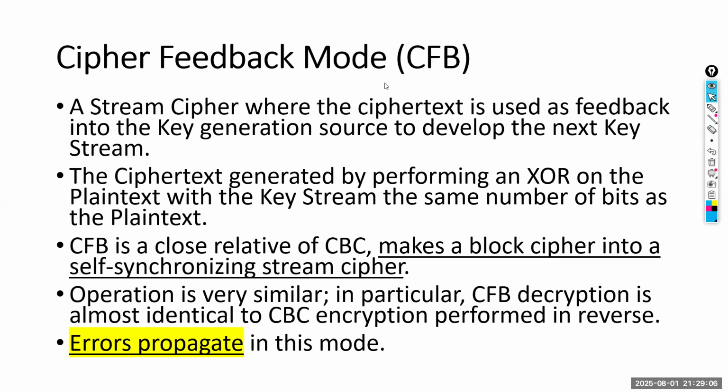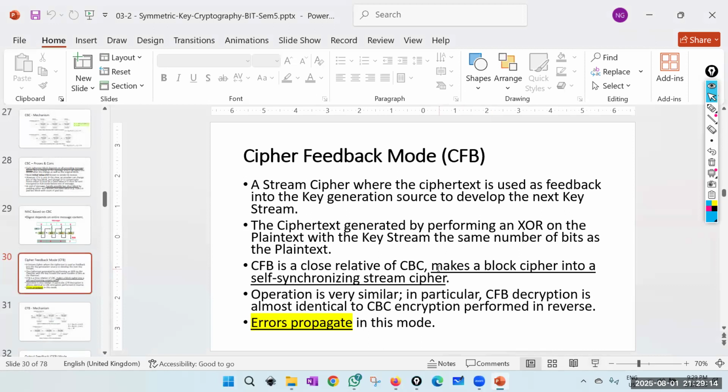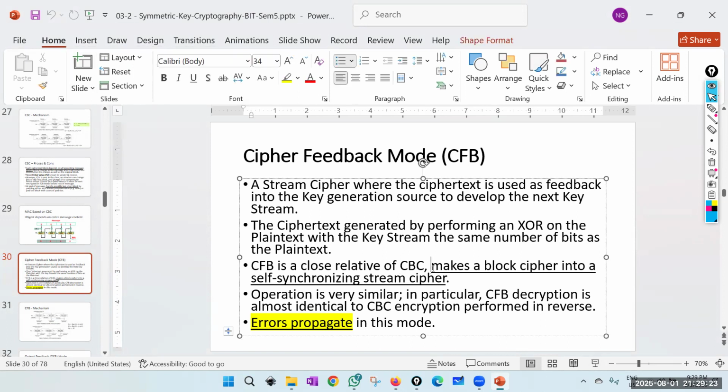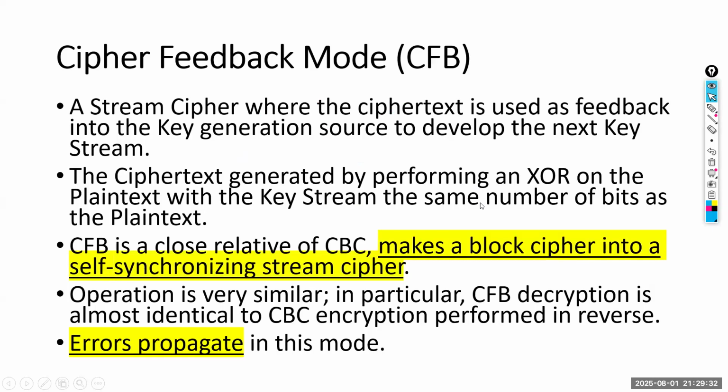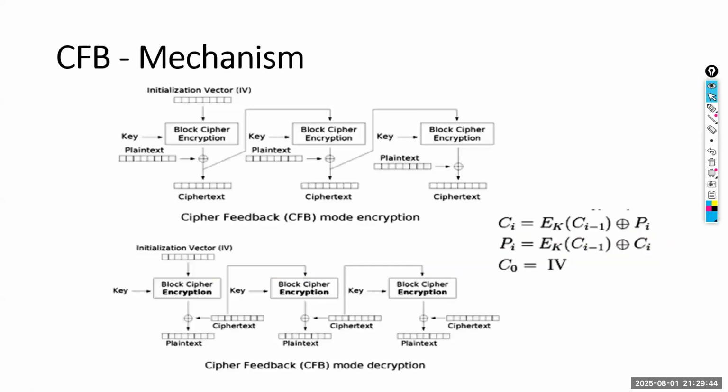This is a very famous question. Just make sure you remember this. I forgot to highlight it actually, because that is the examiner's favorite question. So it effectively makes your block cipher something like a stream cipher. Right? Something like a stream cipher, not an actual stream cipher. It behaves something like a stream cipher if you go for CFB.